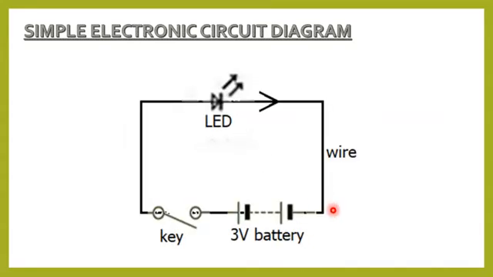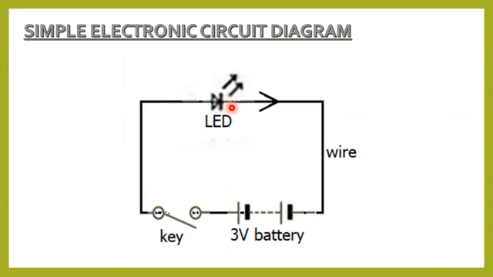Good. So let's quickly go through the diagram and note some key components. We have the key or the switch here. Is it open or closed? Good, it is open. Then we have the battery. This is the battery, the 3-volt battery. Then we have the conducting wire. This is the conducting wire. Okay. Then we have the LED.